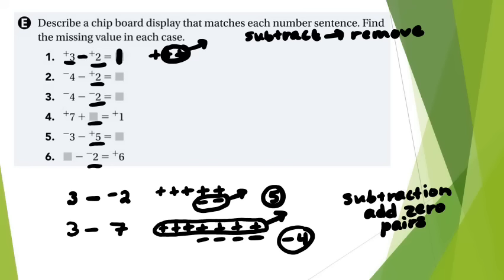All right, that's it in terms of tips for tomorrow. So I look forward to seeing you then and going through more about the chip model.